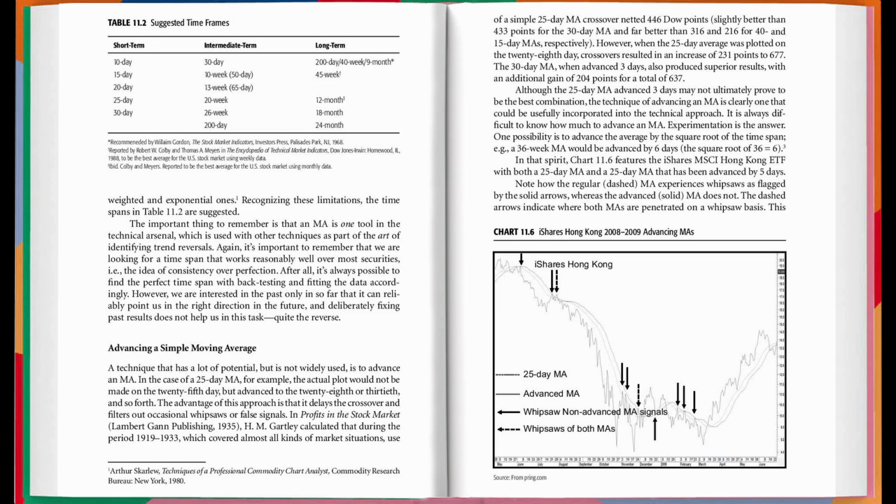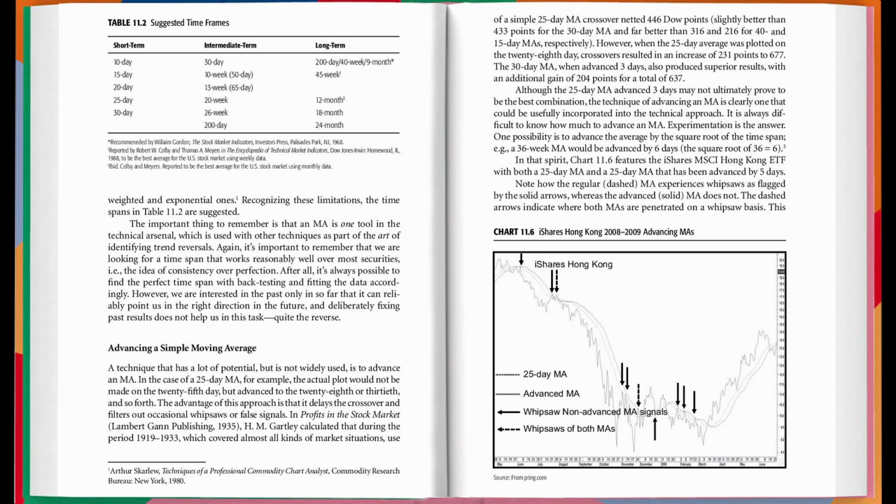It is always difficult to know how much to advance an MA. Experimentation is the answer. One possibility is to advance the average by the square root of the time span, e.g., a 36-week MA would be advanced by 6 days. The square root of 36 equals 6.